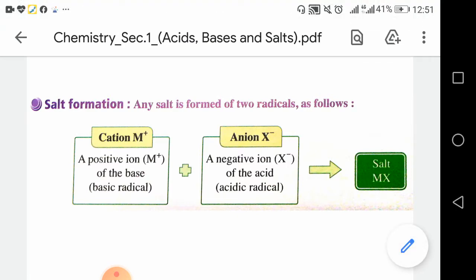Firstly, salts are the most abundant substance on or in the earth crust. They are present as a solid on the earth crust or dissolved in seawater.